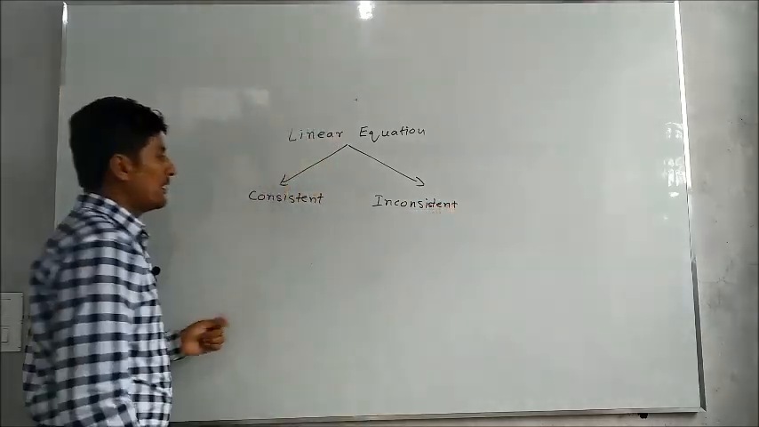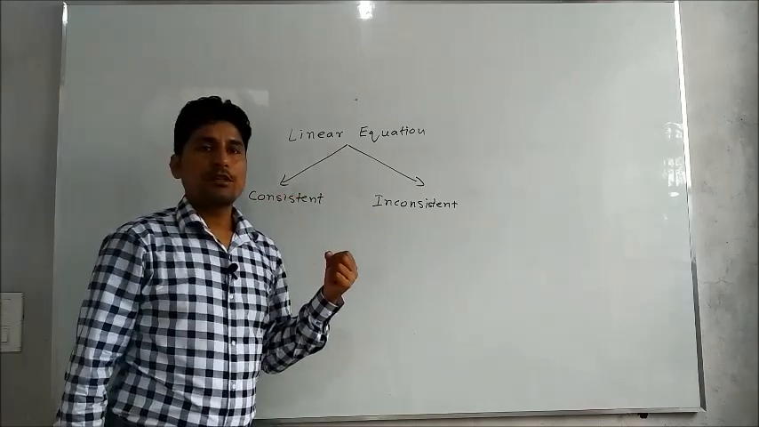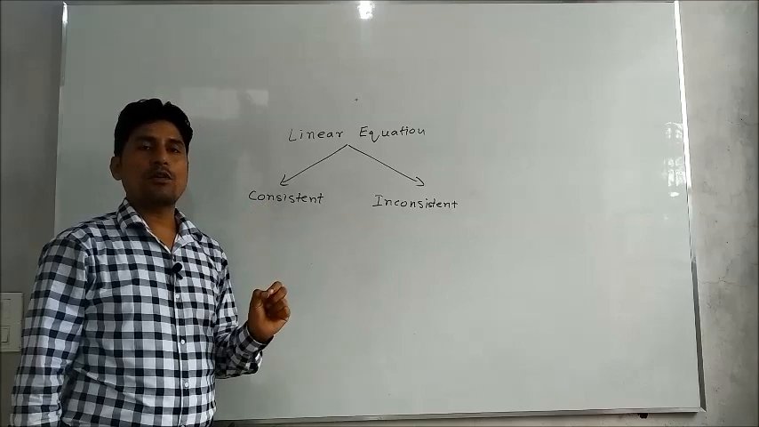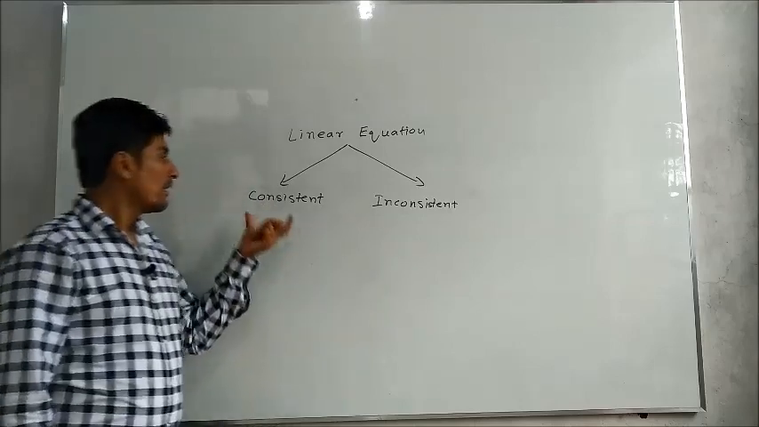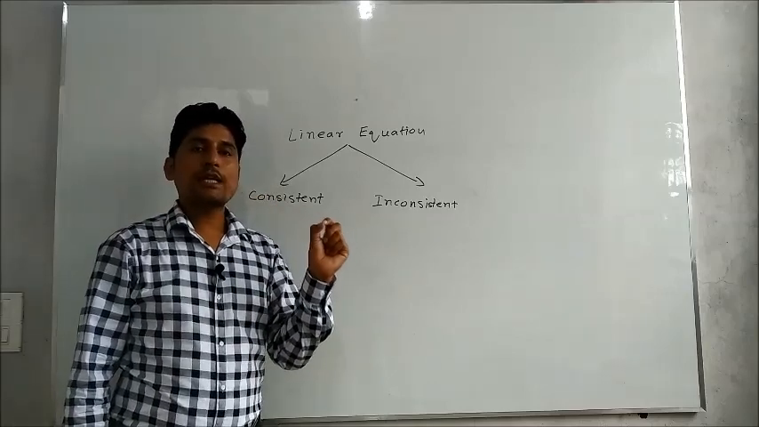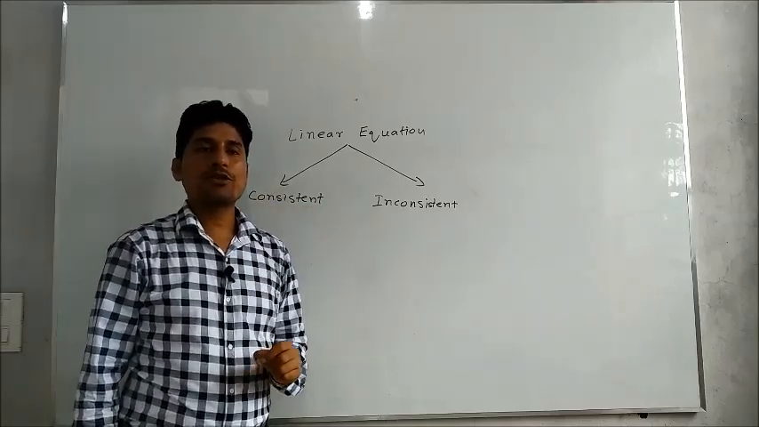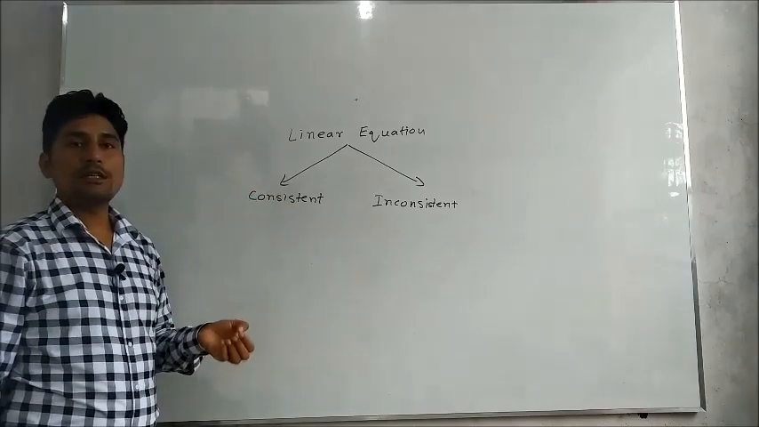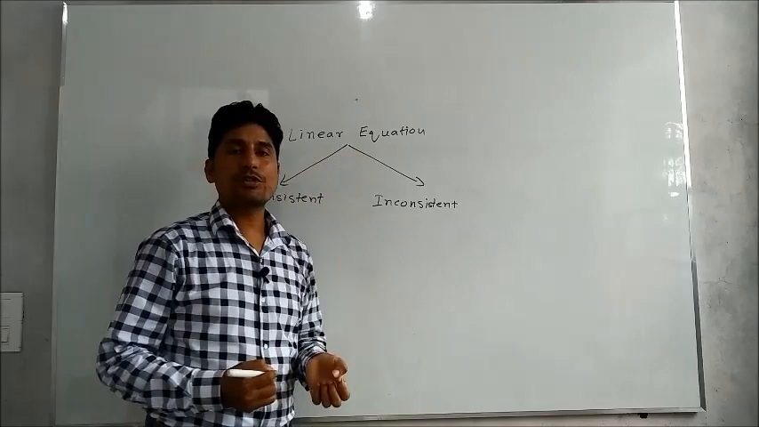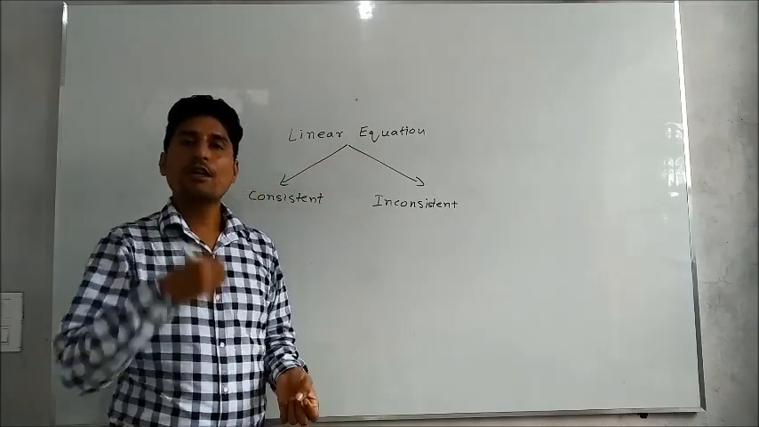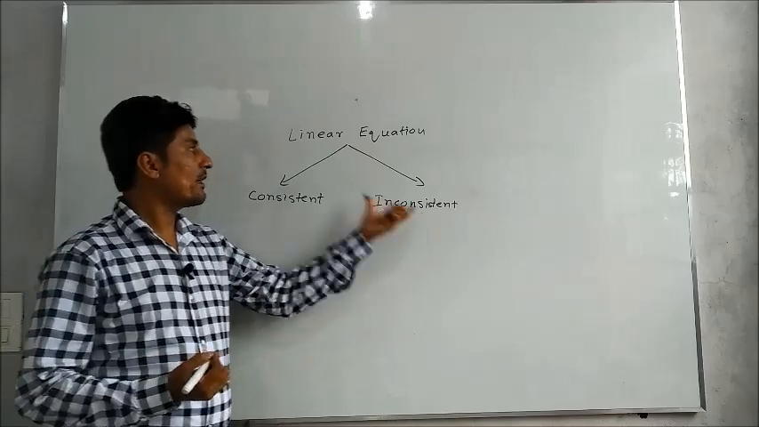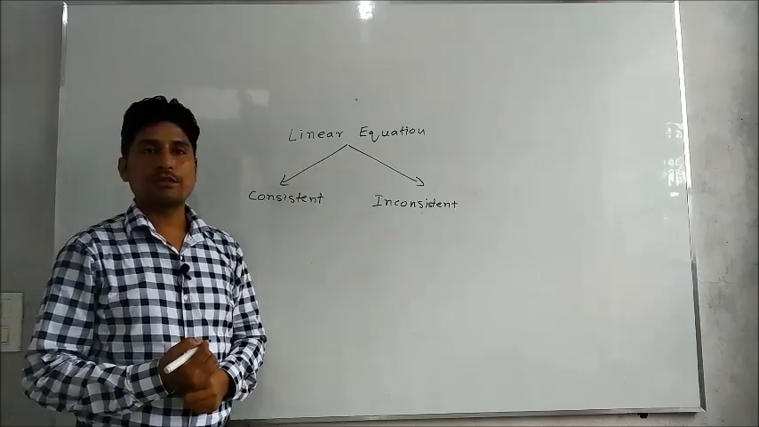Consistent linear equation, those linear equations which have at least one solution. Once again I am repeating, those linear equations which have at least one solution are termed as consistent linear equation. But on the other hand, inconsistent linear equation has no solution. Means those linear equations which have no solution are termed as inconsistent linear equation.